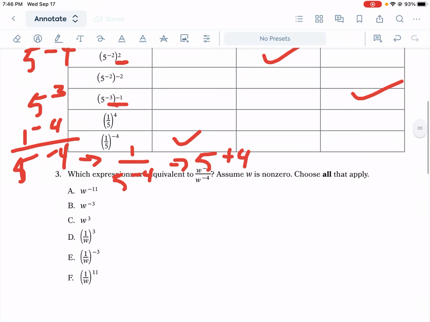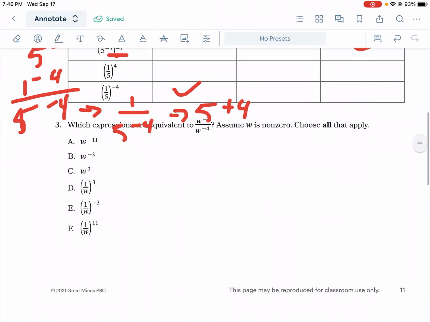I know that I wrote a little bit over number 3. Let me just erase a pinch. There we go.